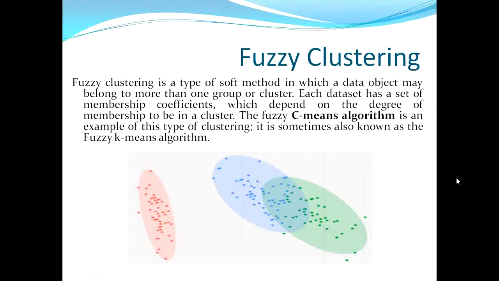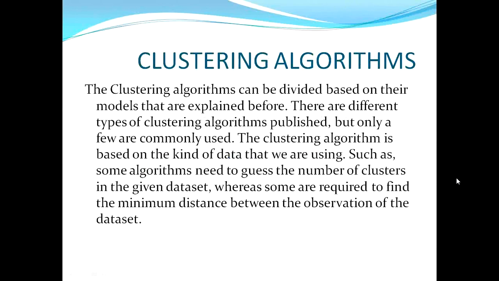Fuzzy clustering is a type of soft method in which a data object may belong to more than one group or cluster. Each data point has a set of membership coefficients, which depend on the degree of membership in a cluster. The fuzzy C-means algorithm is an example of this type of clustering. It is sometimes also known as the fuzzy k-means algorithm. Fuzzy clustering provides more accurate and close to nature solutions for partitions, and hence implies more possibilities of solutions for decision making.